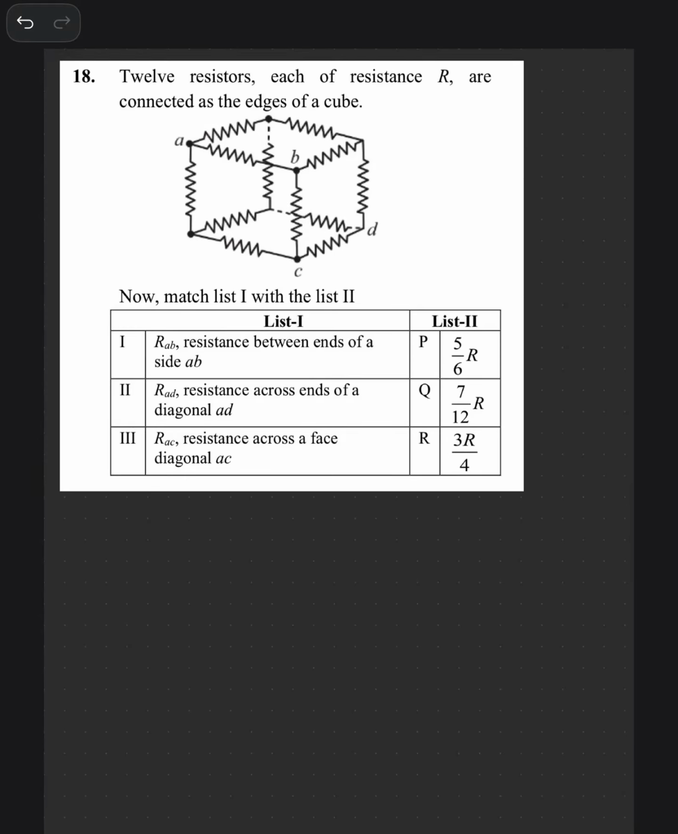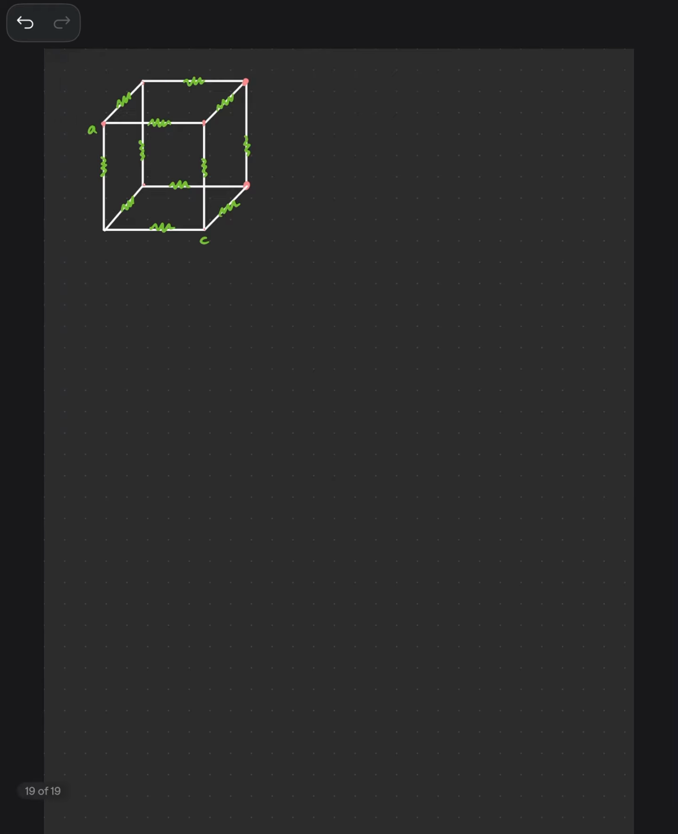Hey guys, so solving the third part of this cube question. Now in this case, you're supposed to find out what will be your effective resistance across AC, right? So we already have the diagram here. So let's start labeling potentials in this case.